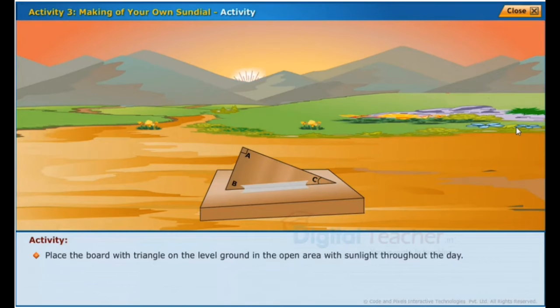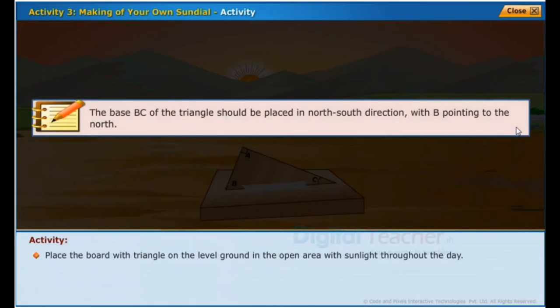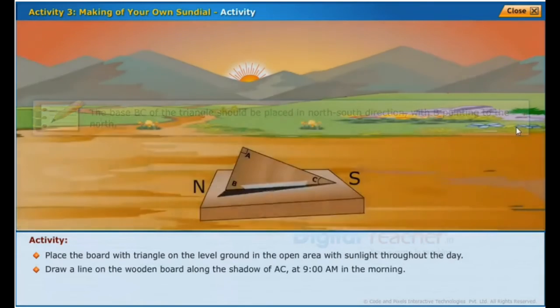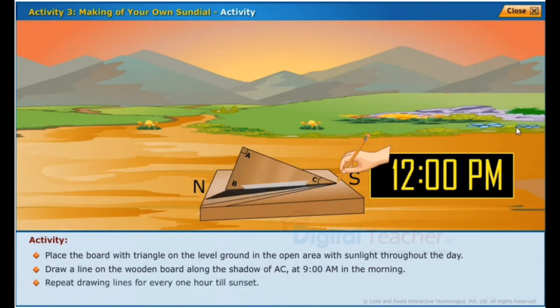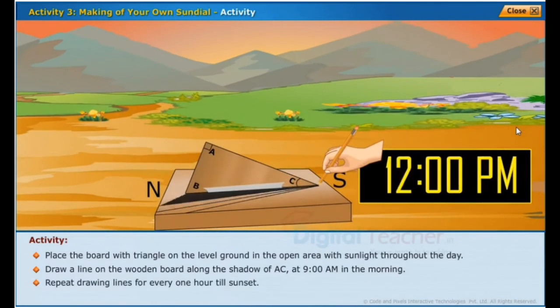Place the board with the triangle on level ground in an open area with sunlight throughout the day. The base BC of the triangle should be placed in the north-south direction with B pointing north. Draw a line on the wooden board along the shadow of AC at 9 am in the morning. Repeat drawing lines every 1 hour till sunset.